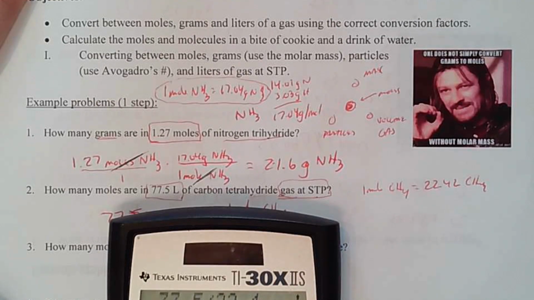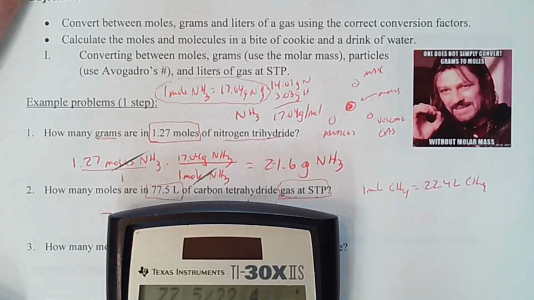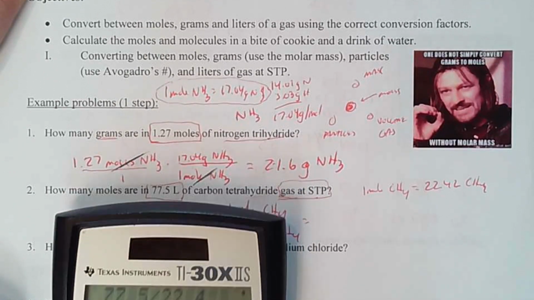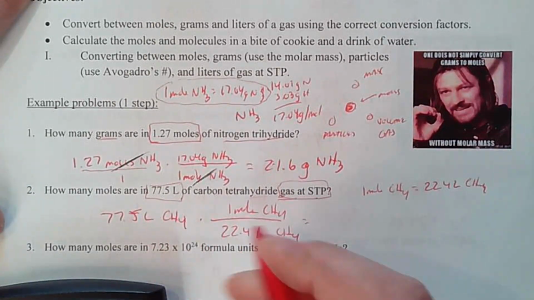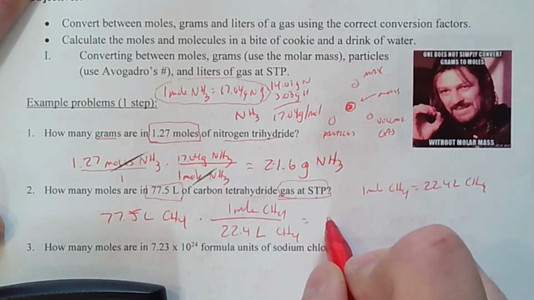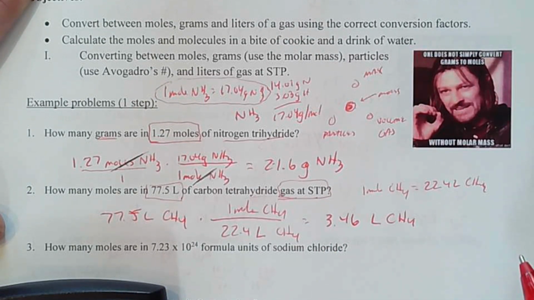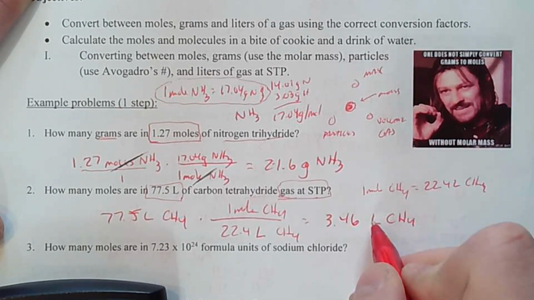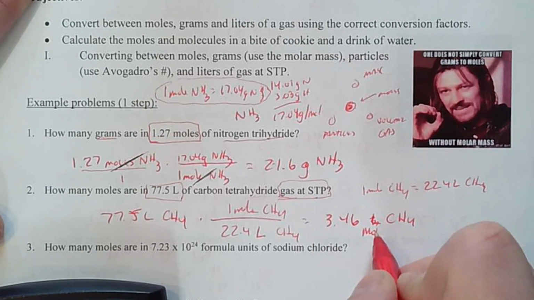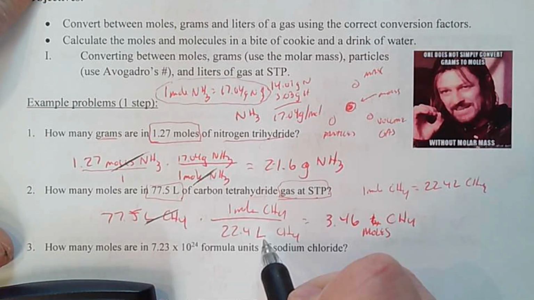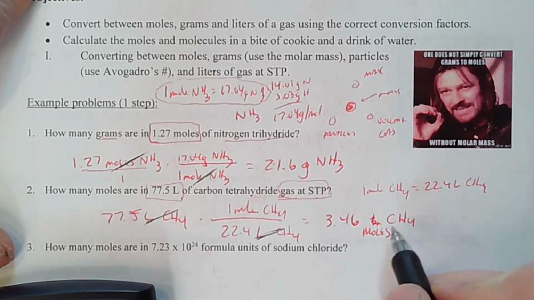Calculator says 3.4592, whatever. And again, I've got three significant figures because the 77.5 has 3, so I'm just going to round that to roughly 3.46 liters. Or no, sorry, 3.46 moles. I went back and checked my work, and I just quickly did when I noticed, wait a minute, that doesn't make sense as being liters.